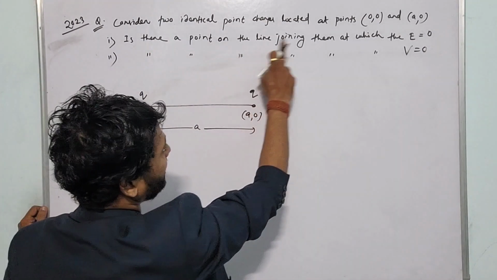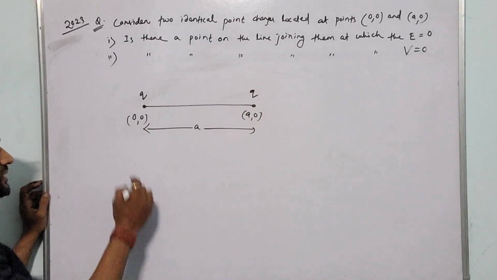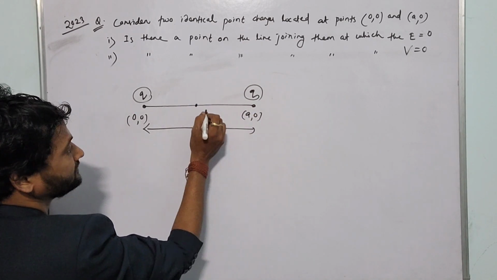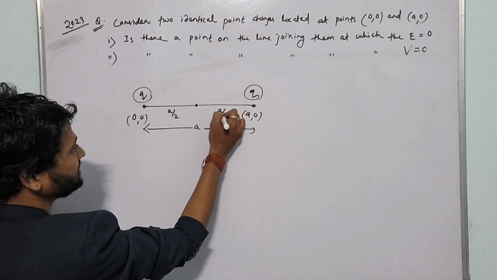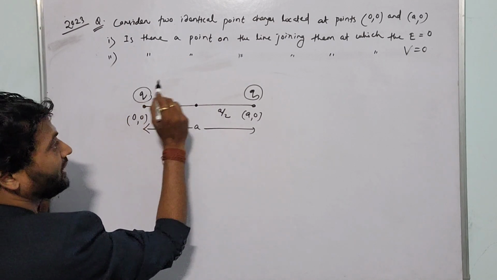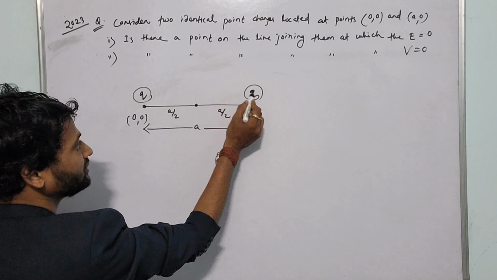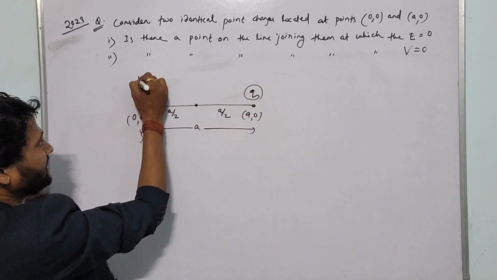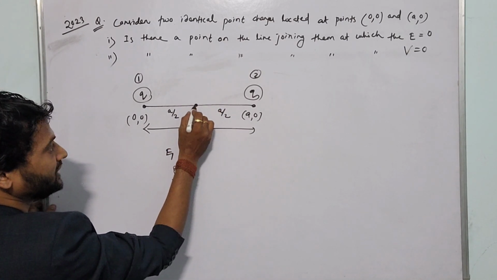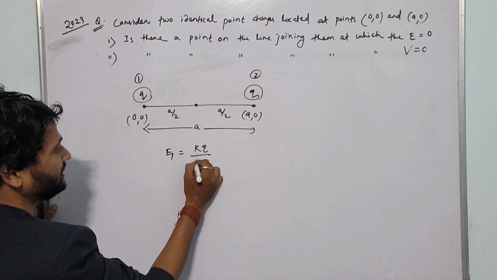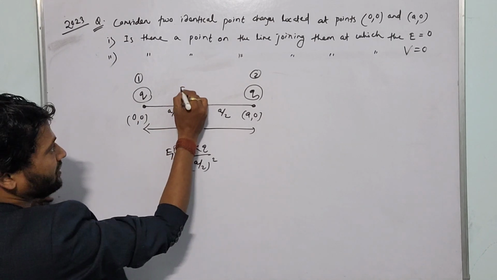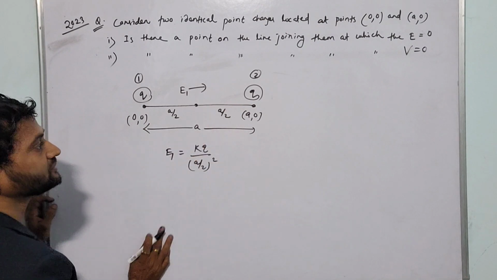The question is: is there a point on the line joining them at which electric field intensity will be 0? Since both are positive charges, we can take a point at the middle of the line, which is a by 2 distance from each charge. At this point, the electric field due to this charge will be balanced by, or cancelled by, the electric field due to this charge. Let them be 1 and 2. So here E1 means the electric field at this point due to the first charge. It will be KQ by (a by 2) square. What is the formula of electric field? KQ by distance square. So what will be its nature? Outward, away from the charge.